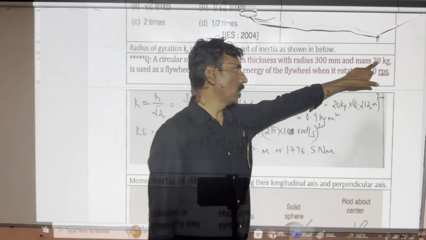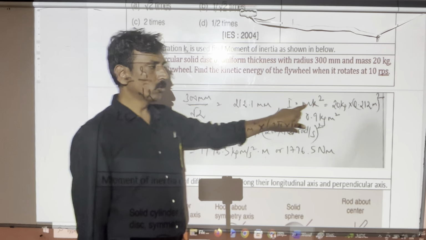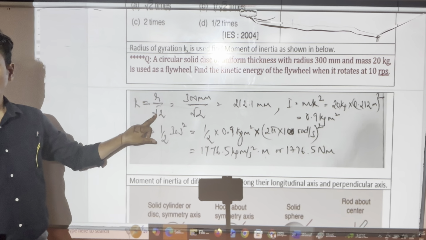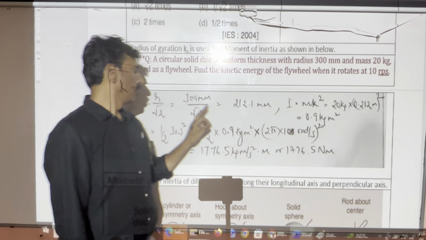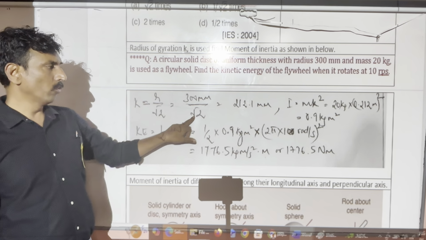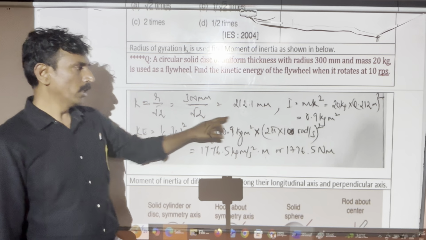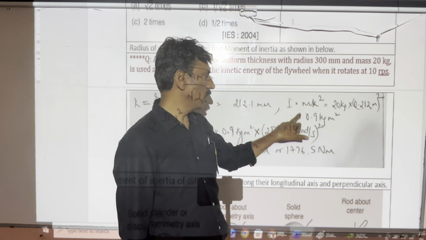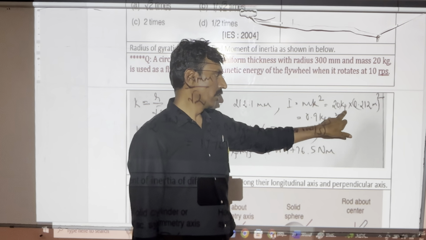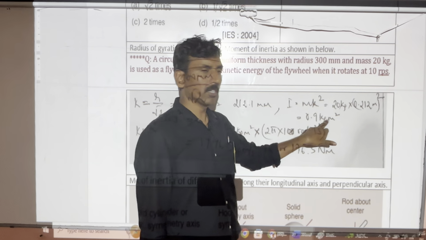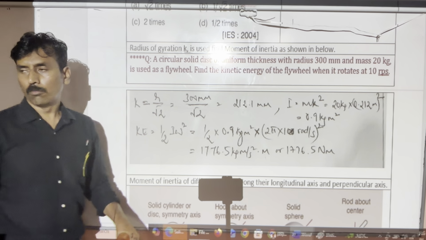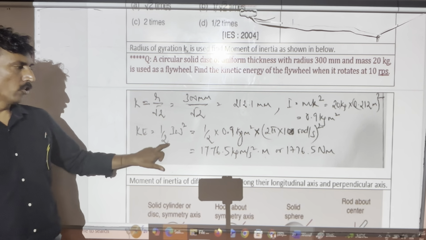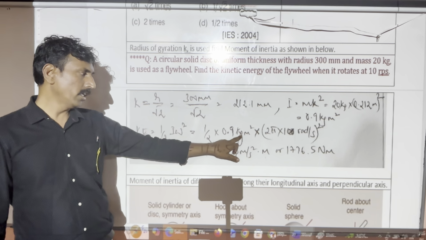Here m is the mass, which is 20 kg. What is k? k is the radius of gyration. Radius of gyration for a disc type of flywheel is r by root 2. So the radius is 300 mm, and 300 mm divided by root 2 will give you k. Then k square multiplied by mass will give you the moment of inertia I. The units are kg meter square. So the unit for moment of inertia is kg meter square, and this kinetic energy is half I omega square, where I is 0.9 kg meter square.